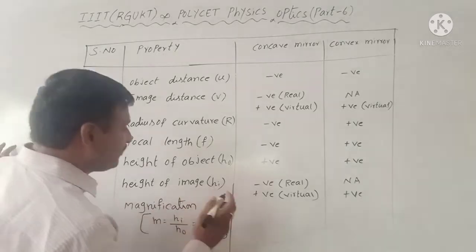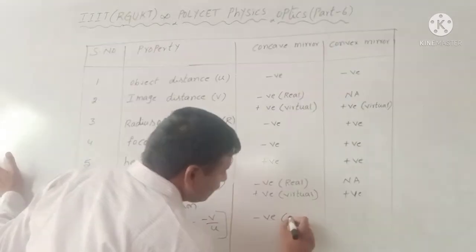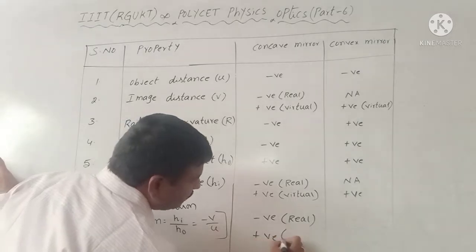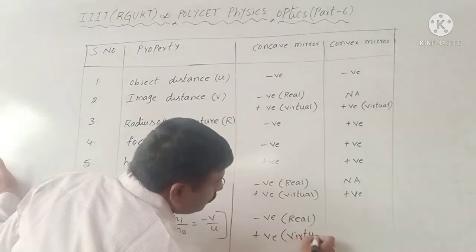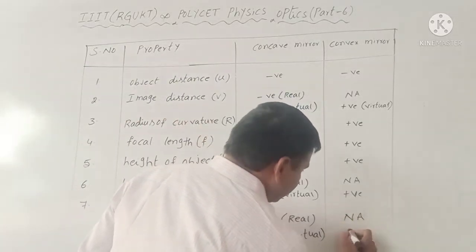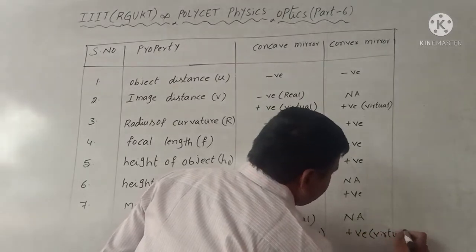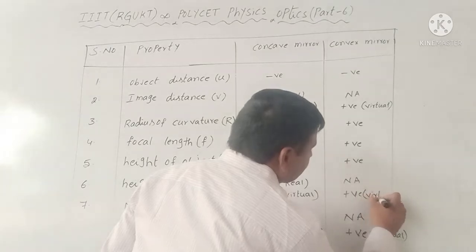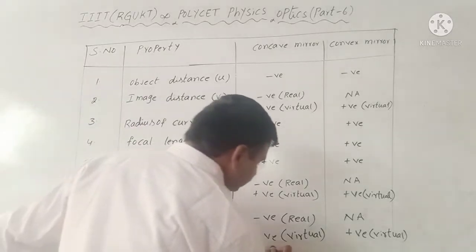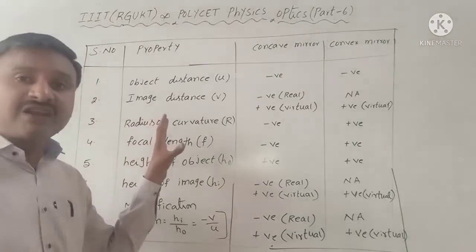So again, for magnification, minus V, negative magnification is negative. It is the real image. And it is positive. Positive means a virtual image forms. And it is not applicable. And again it is positive. Positive means which type of image? Virtual image. These are the sign conventions used with the mirror formula.